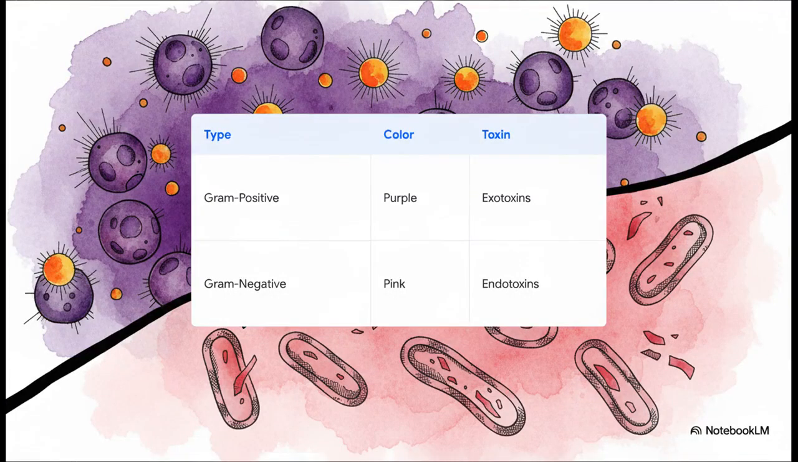Now, I highly recommend you take a mental screenshot of this matrix right now, because I guarantee it's going to show up on your test. Notice the really strict division here when it comes to toxin production. Gram-positive bacteria, the purple ones, produce exotoxins. Gram-negative bacteria, the pink ones, produce endotoxins. But let's actually break down what that means for a patient in the real world.